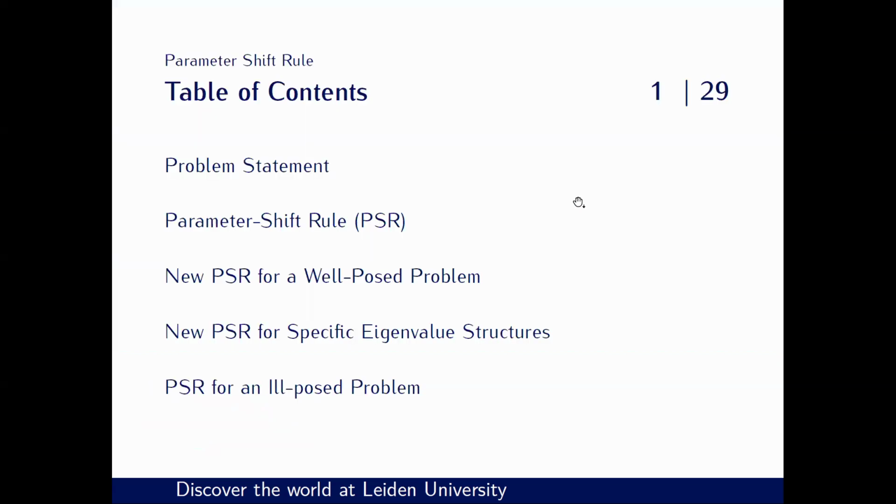So, this is a table of contents. It will be a problem statement. I will tell what the parameter shift rule is. Of course, you will see my new parameter shift rule. Actually, there will be two variations, for well-posed problems and for ill-posed problems. I will tell what they are and what the differences are. And there will be a lot of different examples of specific Hamiltonian systems where the solution is exact.